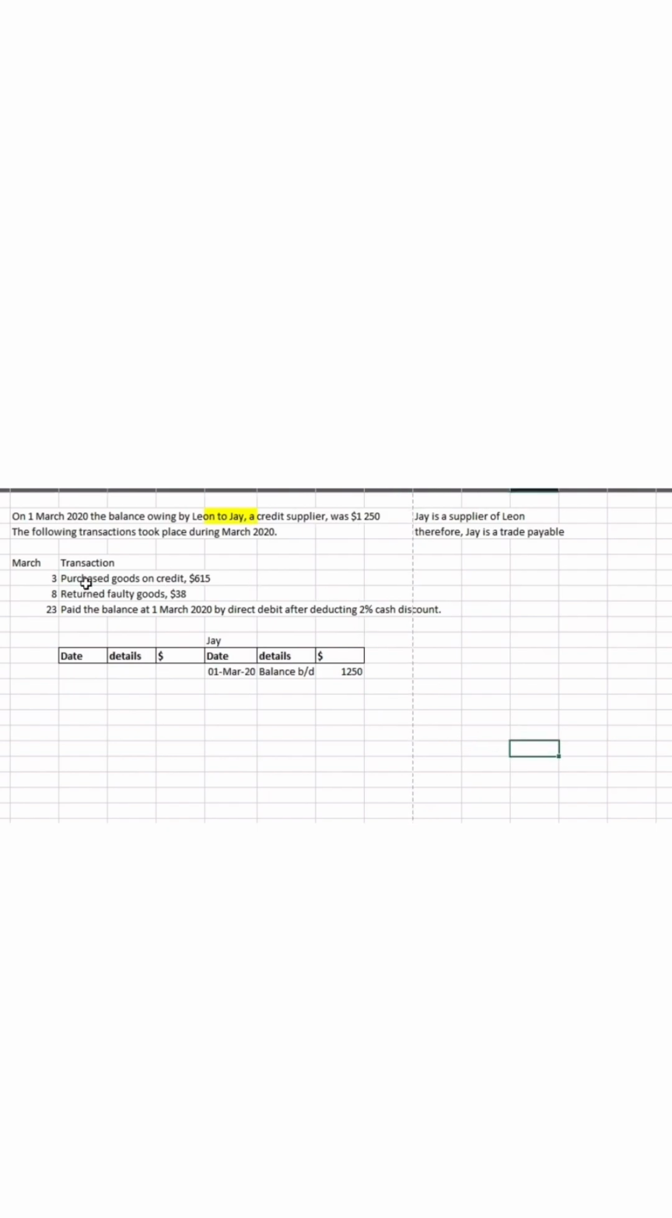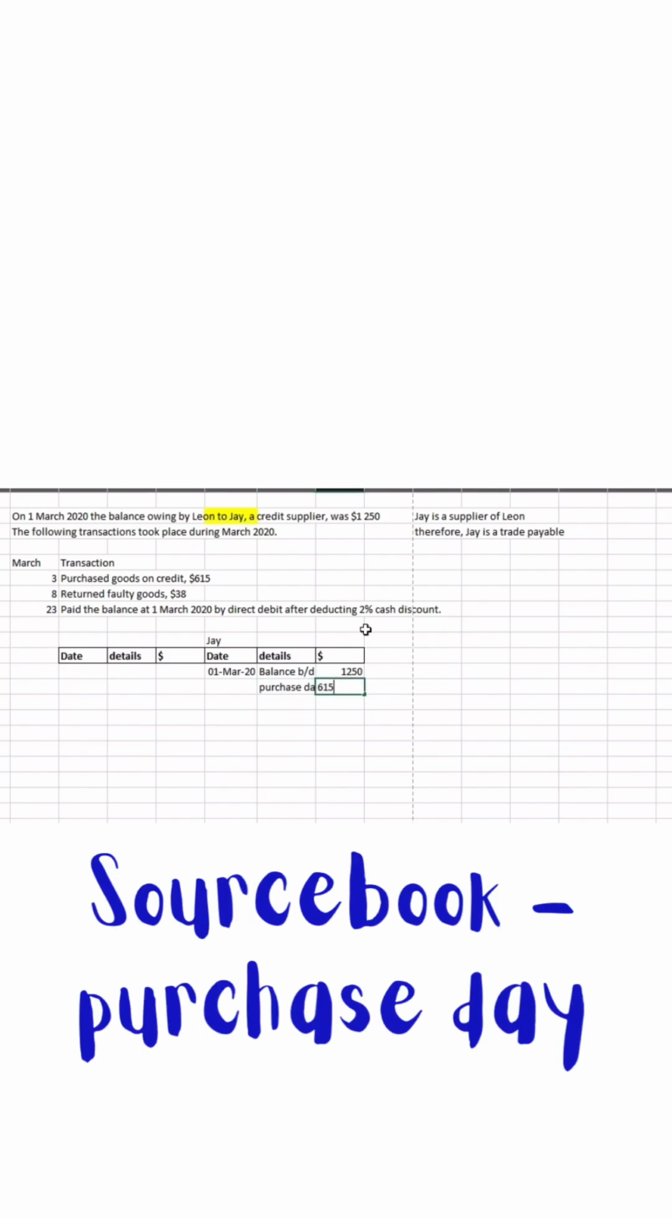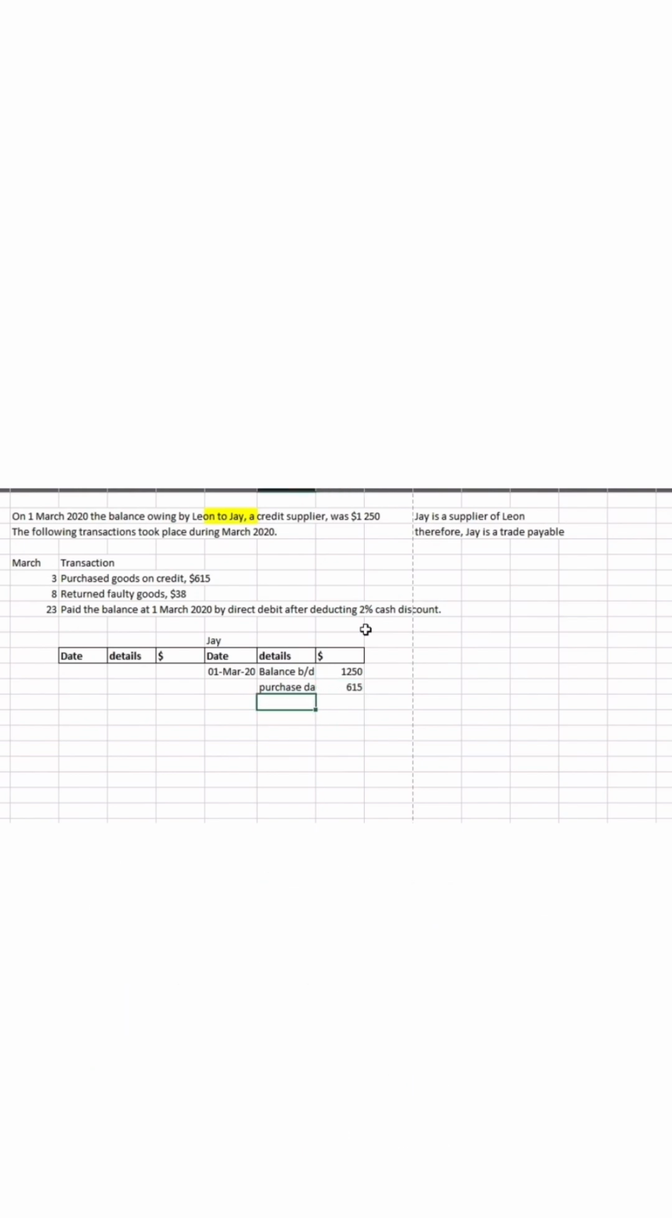The next transaction says purchased goods. We put this on credit side because it increases the trade payables balance as you now owe more to J. So J's balance increases, which is an increase in liability, therefore credit. Be careful about the details. You have to write the name of the source book where the amount goes to. In this case it's purchase day book. And of course the date is important.